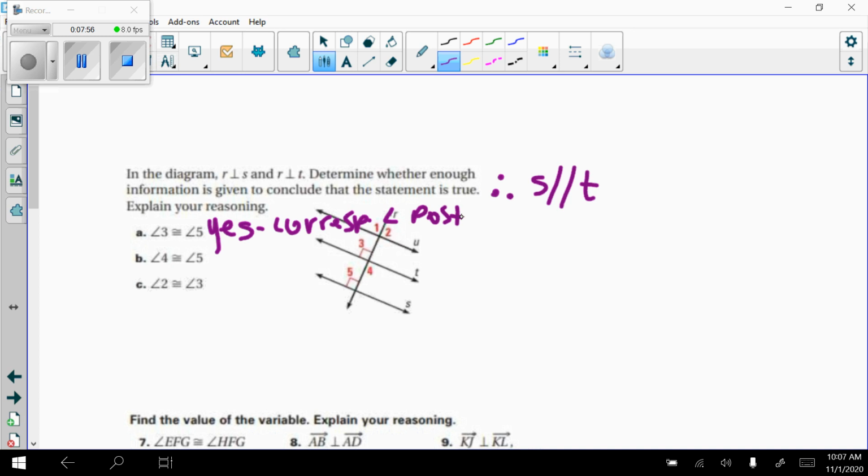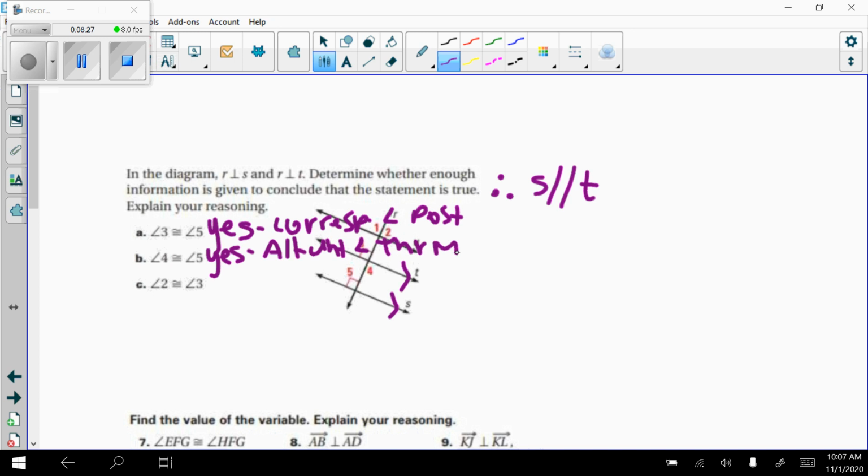B says angle 4 is congruent to angle 5. Again, since we know that S and T are parallel, what kind of angles are 4 and 5 out of our special pairs with transversals and parallel lines? 4 and 5 are alternate interior angles. So yes, we know that those are congruent. So yes, by the alternate interior angle theorem.